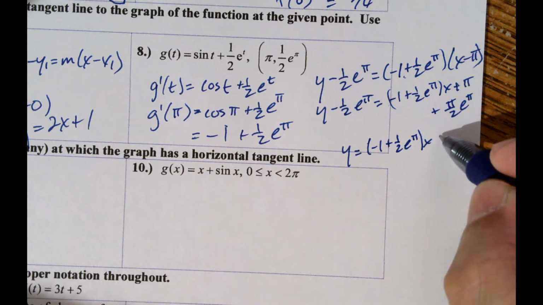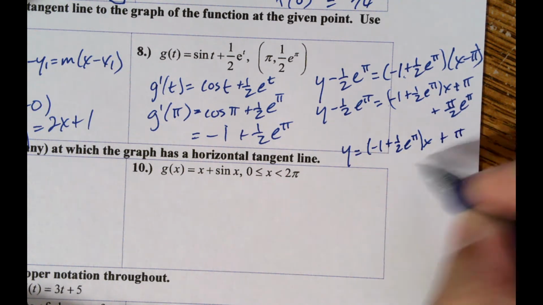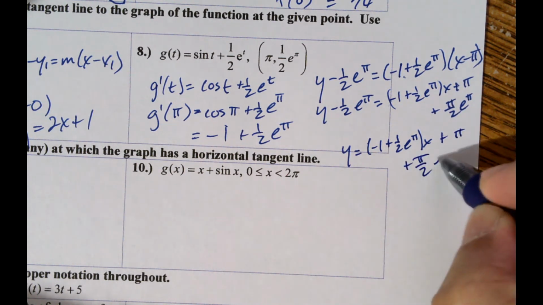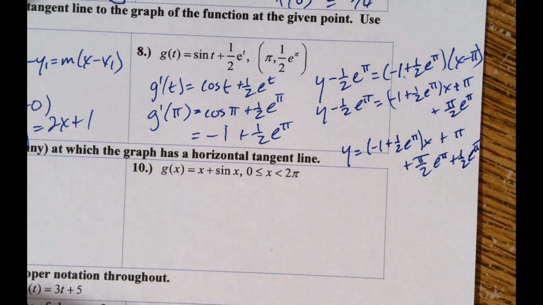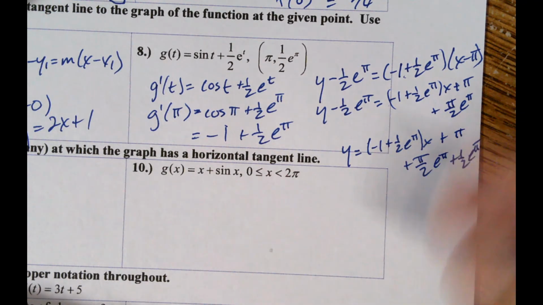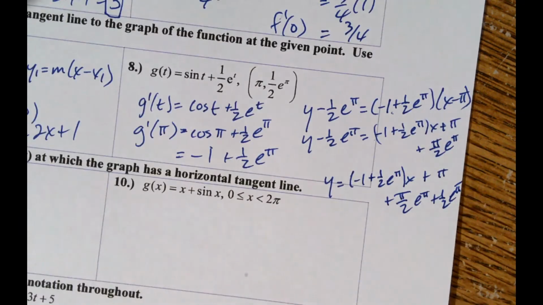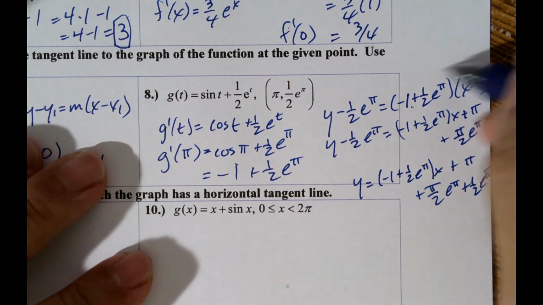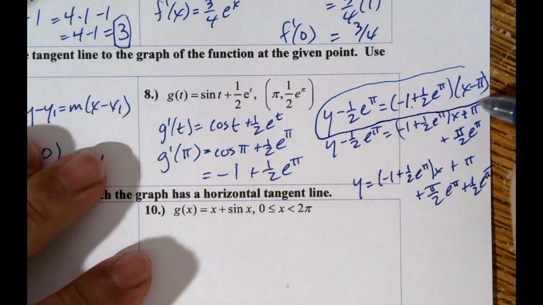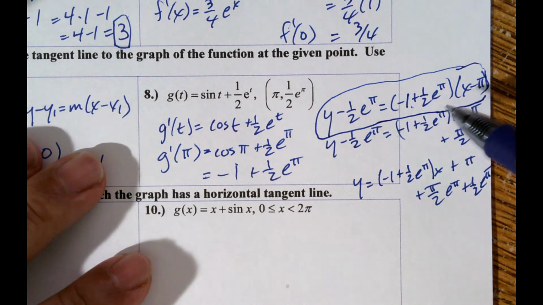So what is that? It's pi plus pi over 2 e to the pi, plus half e to the pi. Nothing simplifies. Yuck. You might be able to factor something out, but I'm tired of working it. By the way, a legit answer would have been this one up here. If you're taking an AP test, don't go beyond that. Don't clean that up. Leave that as an answer. That's a perfectly good answer.